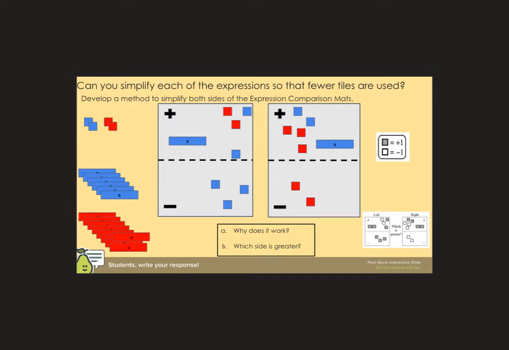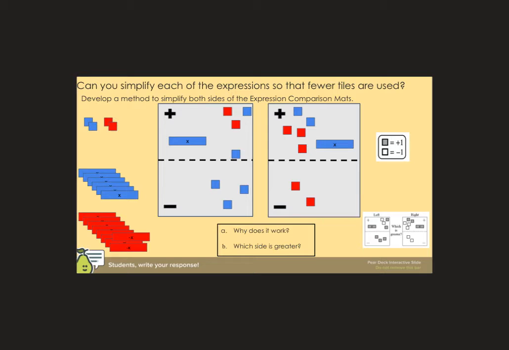All right, so I just want to go through some of the ways that we could solve this slide. This was slide 11 in your homework. So what we have is our tiles here on the left side and on the right side. And what we want to do is try to simplify using our two methods, zero pairs and balance sets.